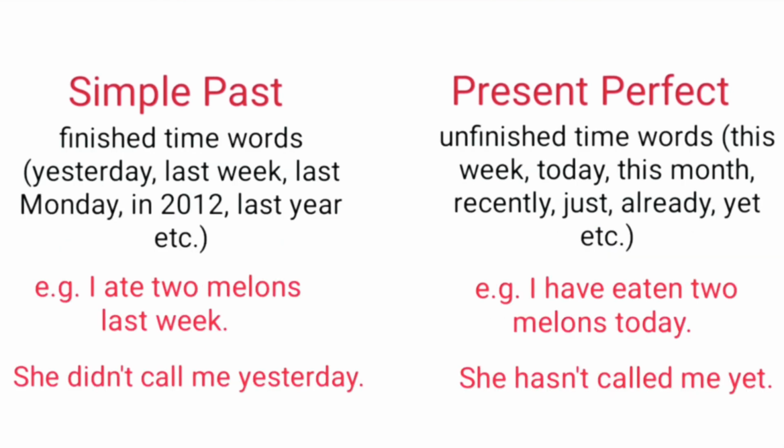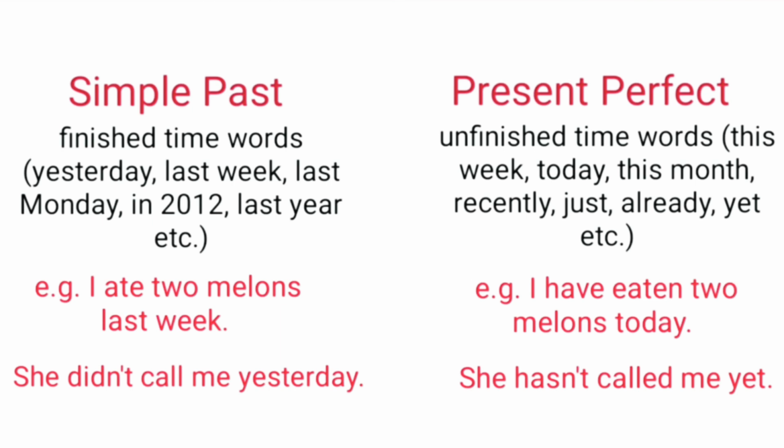In sentences with simple past, always use finished time words like yesterday, last week, last year, in 2012, etc. Example is, I ate 2 melons last week. Here last week are finished time words. Another example is, she didn't call me yesterday.